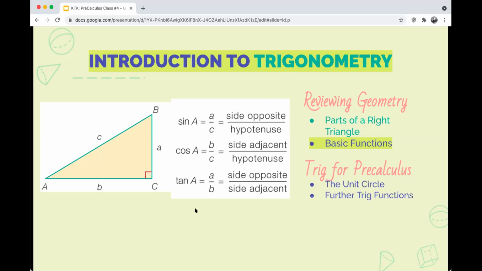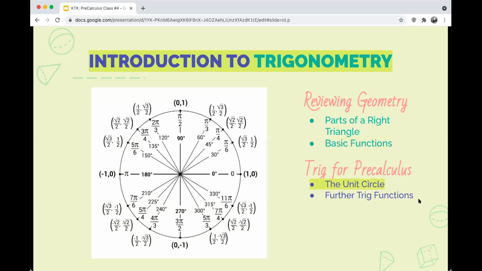This is basically what you learned from geometry. These are the three functions you learned in geometry. You probably had to use these in geometry. When going over trig for precalculus, what we're first going to go over is the unit circle.